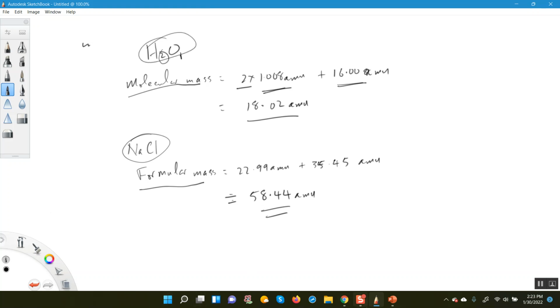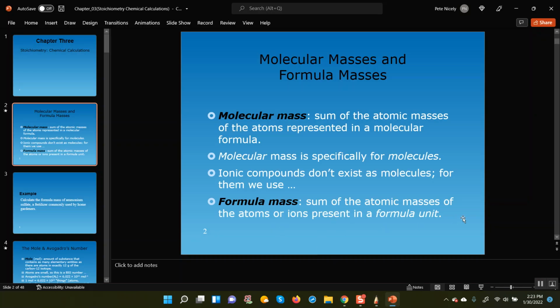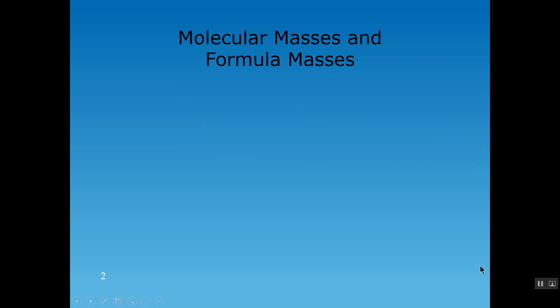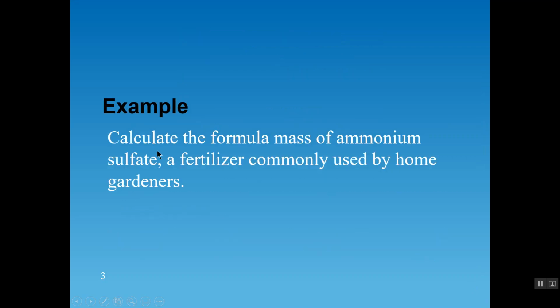All right? Okay, so let me go back to the PowerPoint again and scroll to the next slide. Okay, so this is an example. It says calculate the formula mass for ammonium sulfate. In the case of ammonium sulfate, of course, you have to figure out what the formula is. Based on what we completed in chapter 2, by now you should all be experts in determining the formula for an ionic compound. The formula for ammonium sulfate would be (NH4)2SO4.